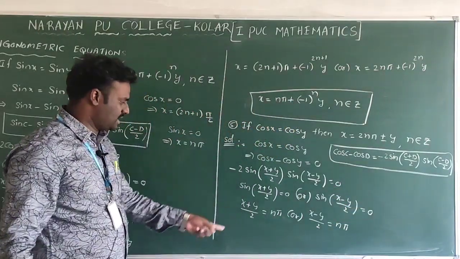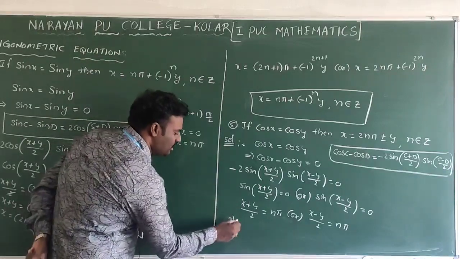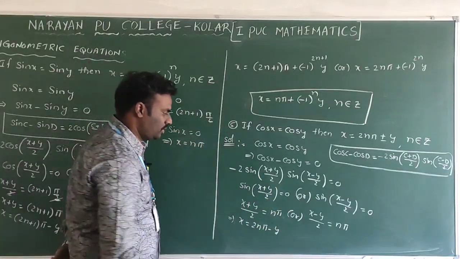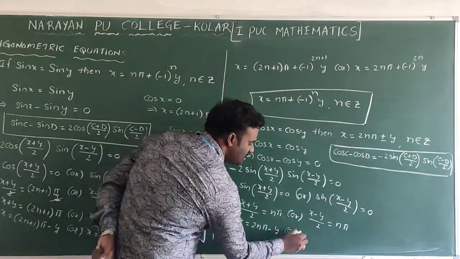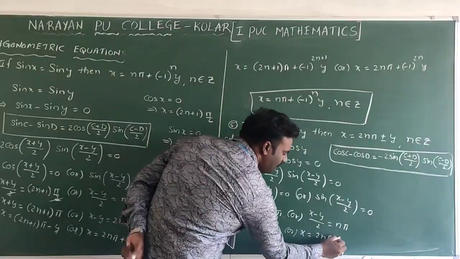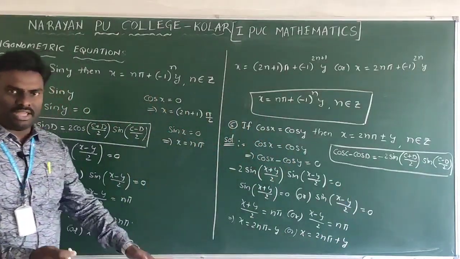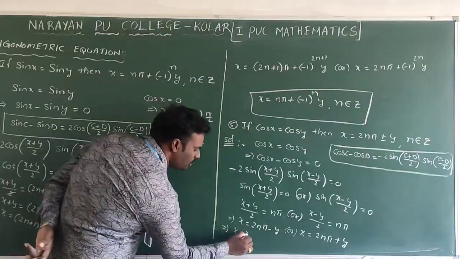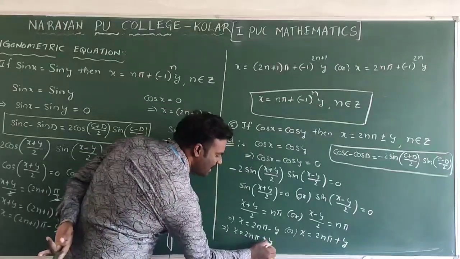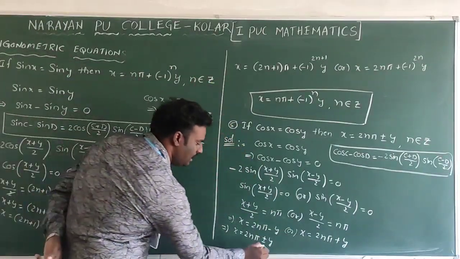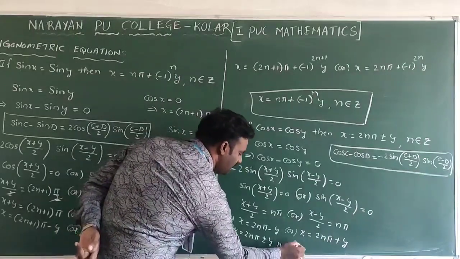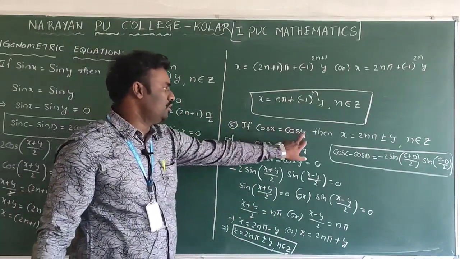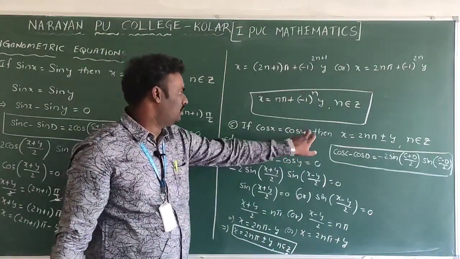If you simplify this, cross multiply, then you will get x is equal to 2n pi minus y, and x is equal to 2n pi plus y. If you match these two equations, you will get x is equal to 2n pi plus or minus y, where n belongs to integer Z. This is the general solution of cos x is equal to some value, that is nothing but cos x is equal to cos y.